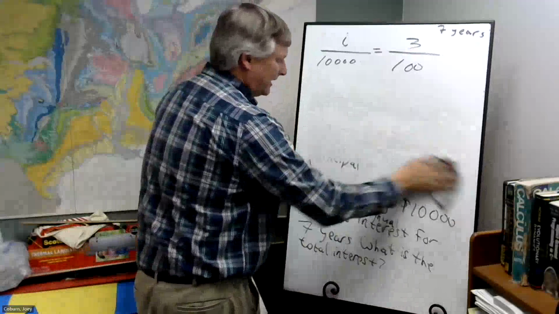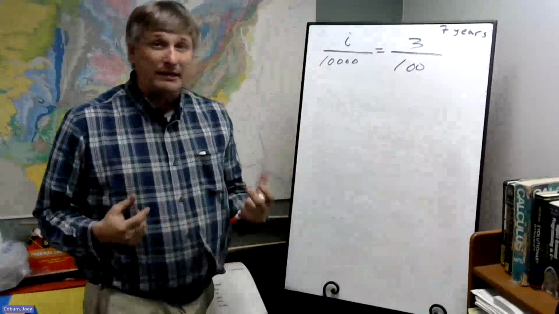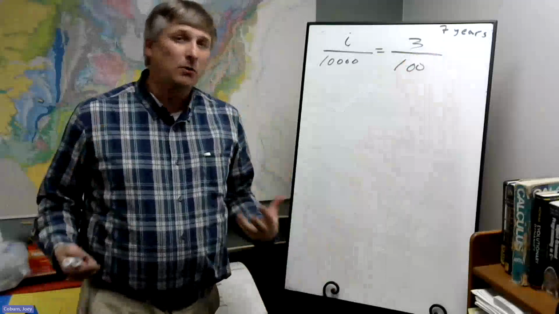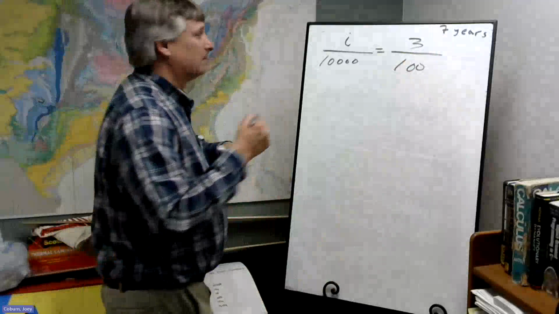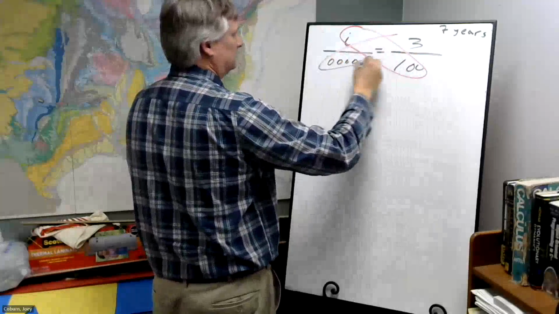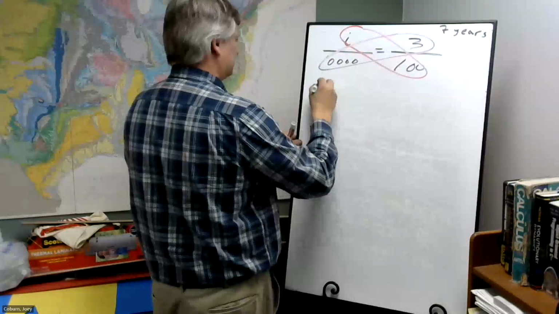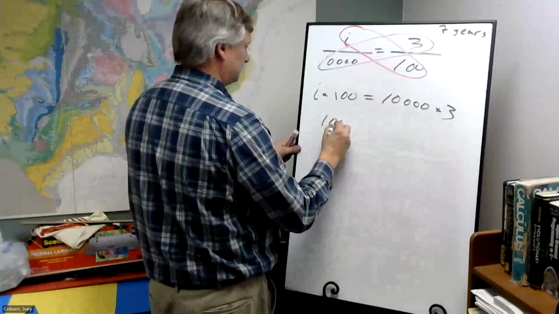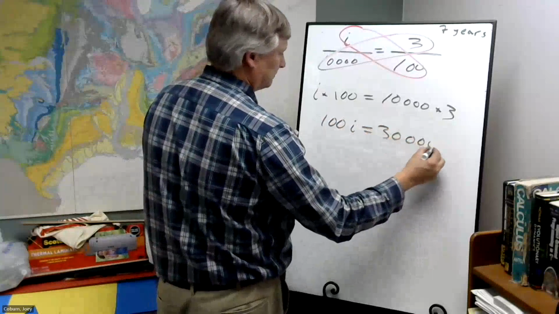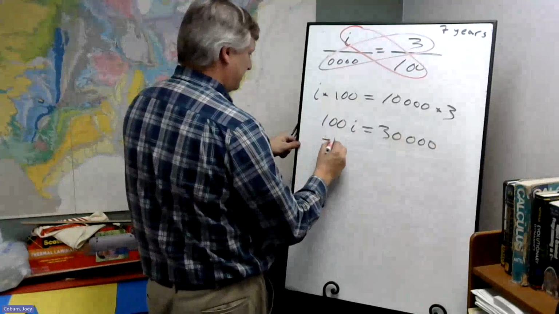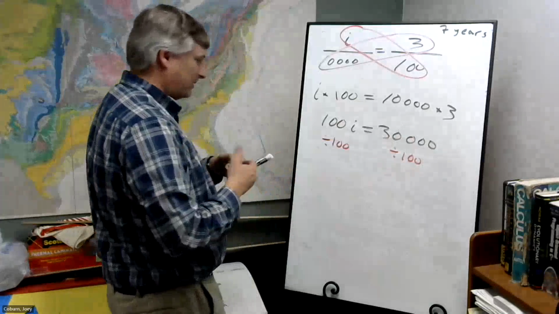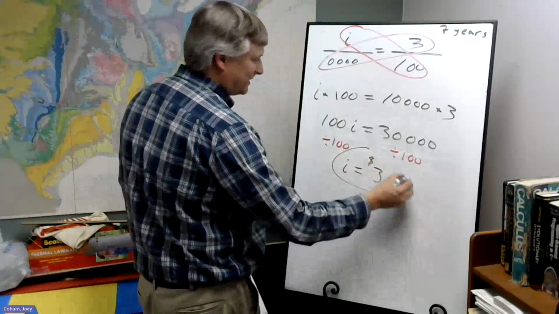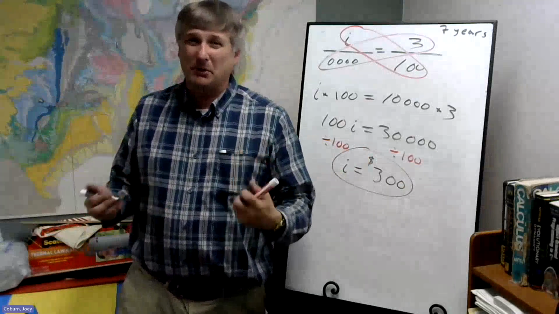So what this will do, it'll find the annual interest. Well, annual means 1 year. So this will give us the amount of interest paid in 1 year. And then we'll multiply that by 7 to get the total amount of interest for 7 years. Once again, cross multiply. Divide by 100. And we get I is equal to $300. So this is the annual interest, how much interest we're going to pay per year.